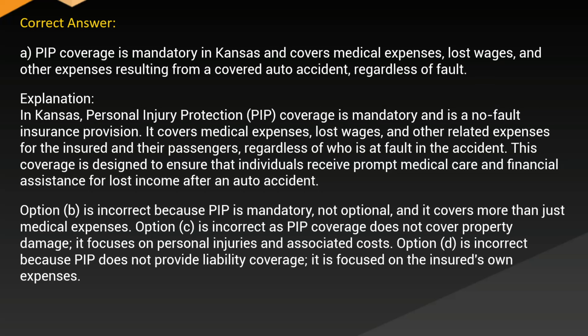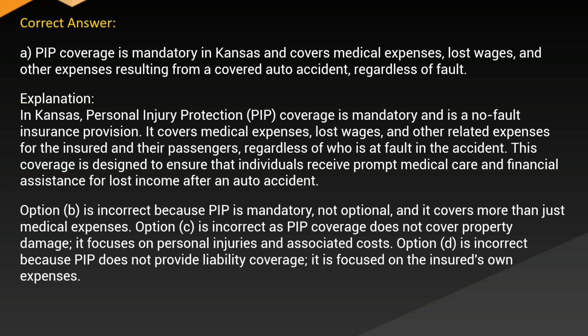Correct answer: A. PIP coverage is mandatory in Kansas and covers medical expenses, lost wages, and other expenses resulting from a covered auto accident, regardless of fault. Explanation: in Kansas, personal injury protection (PIP) coverage is mandatory and is a no-fault insurance provision. It covers medical expenses, lost wages, and other related expenses for the insured and their passengers, regardless of who is at fault in the accident.